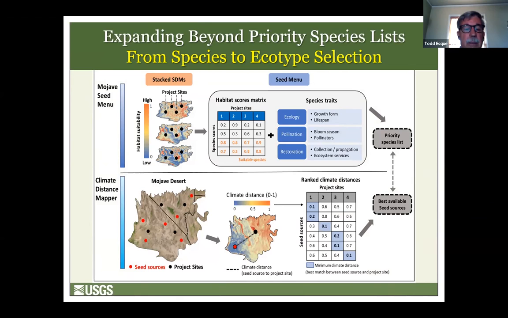And with this, you can identify where the seed sources might be, and then the project sites that you want to work on. And then you can find out what the climate distance, the difference in the climate from where your project site is to where the seed sources are that you're thinking about are, in order to understand the best, going from just species, you can then start to zoom in on ecotypes or locally adapted species, which was the original intent of this whole idea. This also has a forecasting component, which looks at future distributions for the species that are listed in the program, and thought that might be useful too, and probably a rich area of discussion.